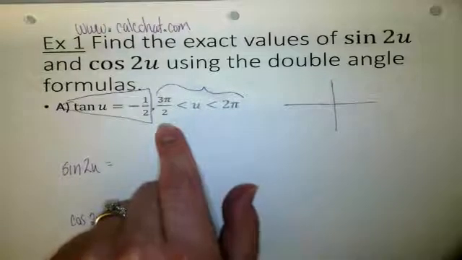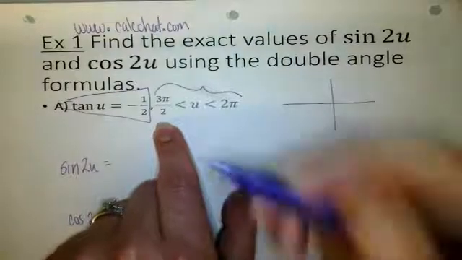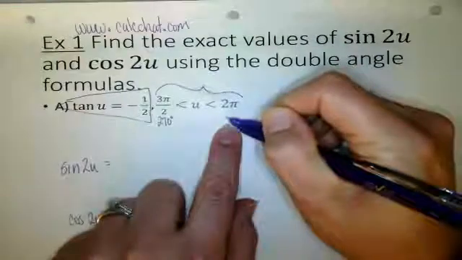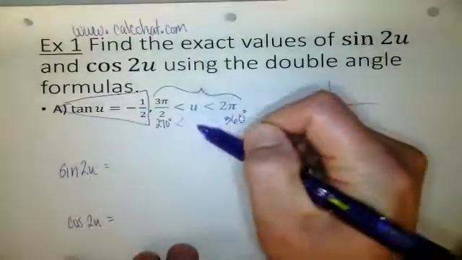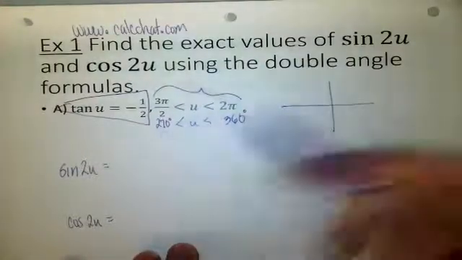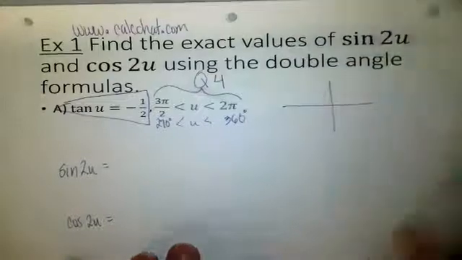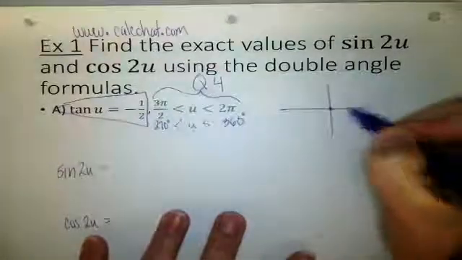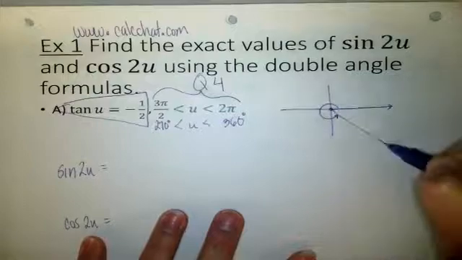What is 3 pi over 2? How many degrees? Oh, 270 degrees, and 2 pi is 360 degrees. And so this is telling us that our angle is between 270 and 360, or quadrant 4. Oh, so it's telling us which quadrant. Really, really important that we know which quadrant our angle is terminating in.